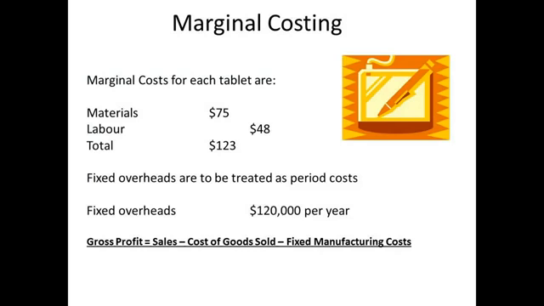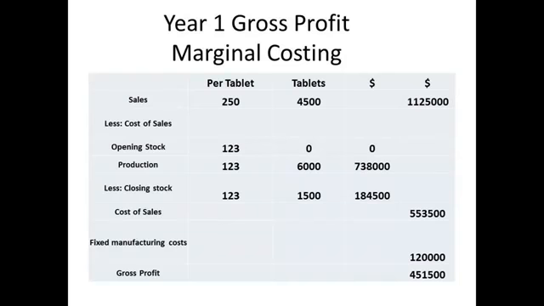Now we consider marginal costing. We know the marginal cost is $123 per tablet. We will also have period costs of $120,000 per year. Gross profit will be equal to sales less cost of goods sold less fixed manufacturing costs. In year 1, sales are $1,125,000. Cost of sales will be $553,500. That is the cost of 6,000 less 1,500 units. We must then also subtract $120,000 fixed costs to give a gross profit of $451,500 in year 1.